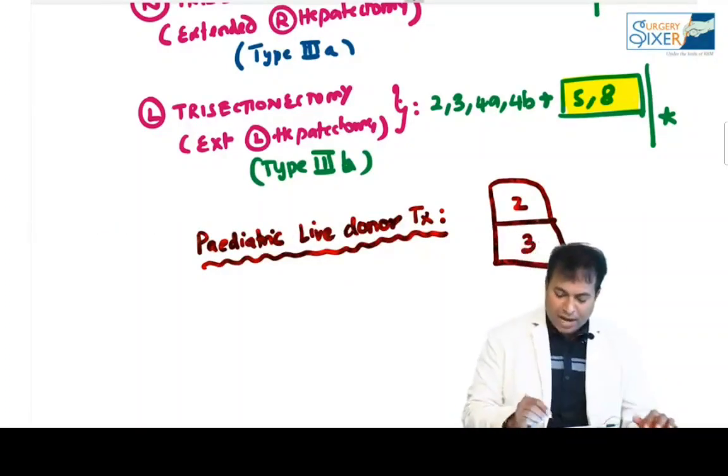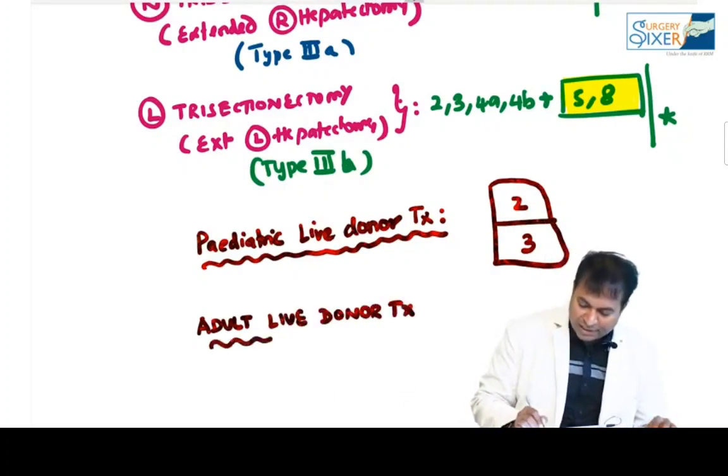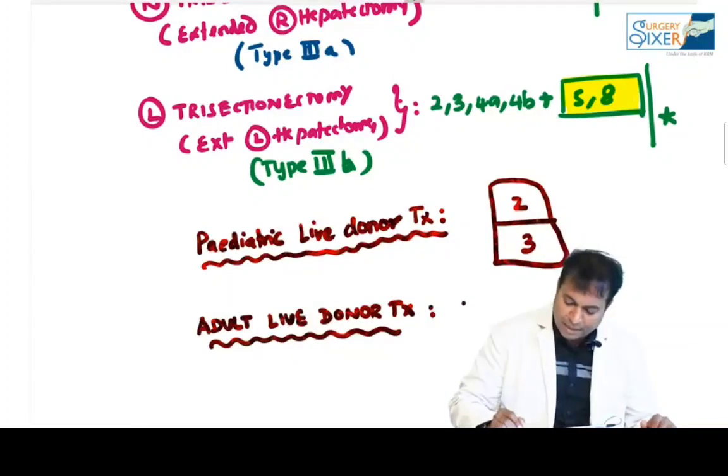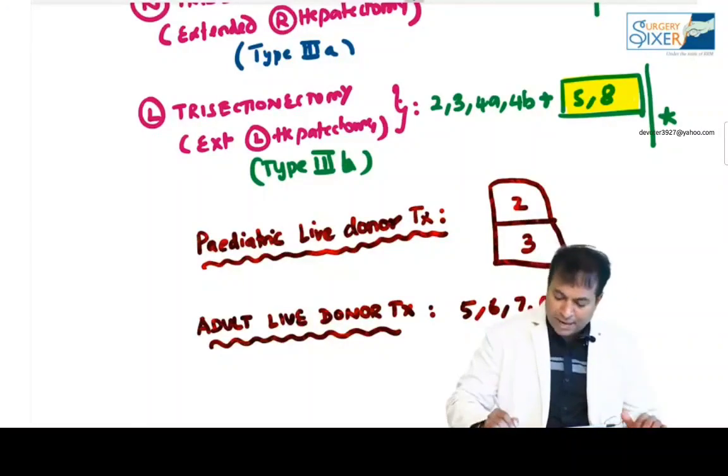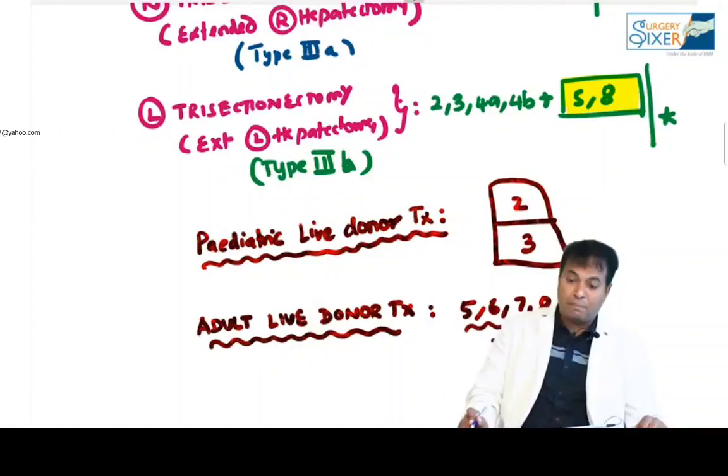For adult live donor transplantation, we have to select bigger lobes. We cannot give only 2 and 3. We have to give more segments, like 5, 6, 7, 8, or sometimes we can even add 4A plus 4B also. So depending upon the body mass index of the recipient, we have to give adequate liver.